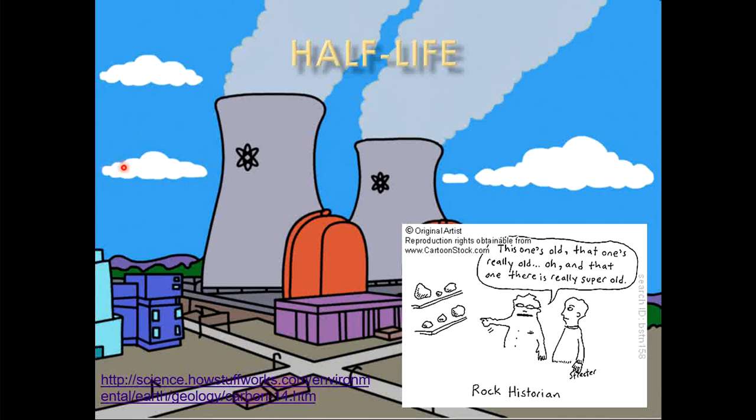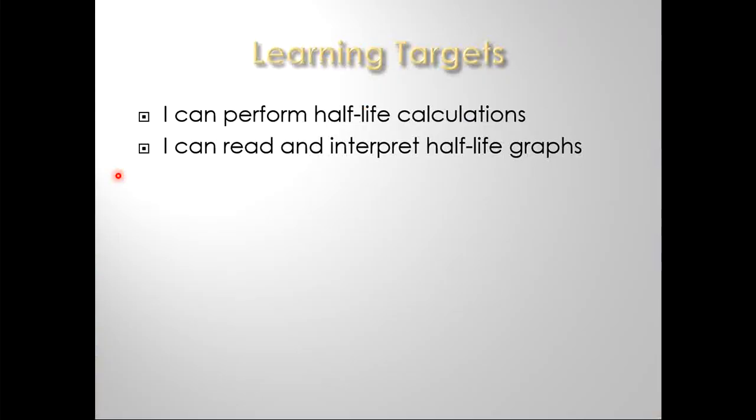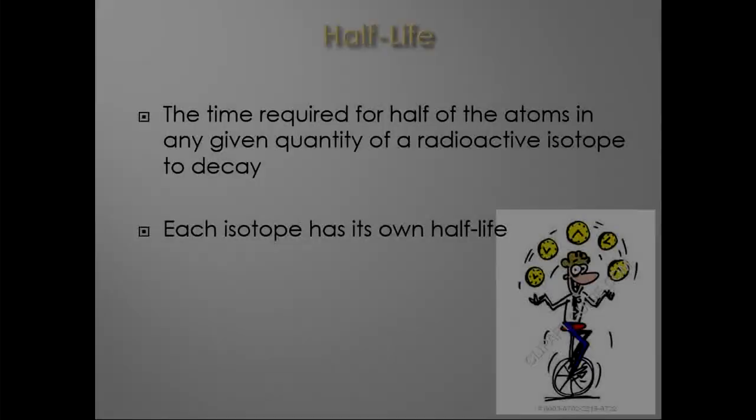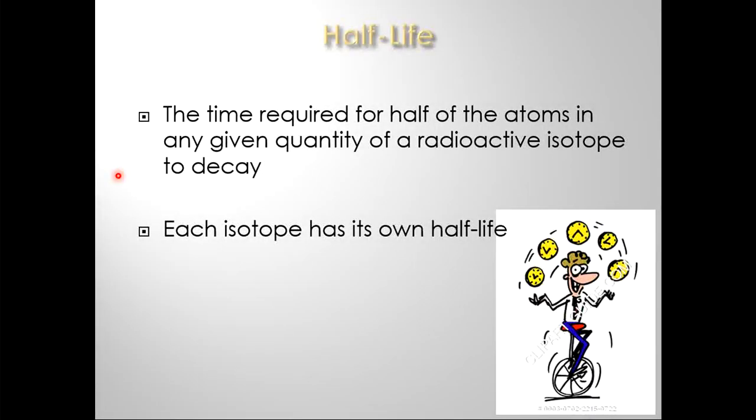In this video, we're going to continue our discussion about nuclear chemistry and take a look at the half-life of radioisotopes. So what is a half-life? Half-life is the time required for half of the atoms in any given quantity of a radioisotope to decay. Remember what a radioisotope is. It's basically an isotope that emits radiation because the nucleus is unstable.